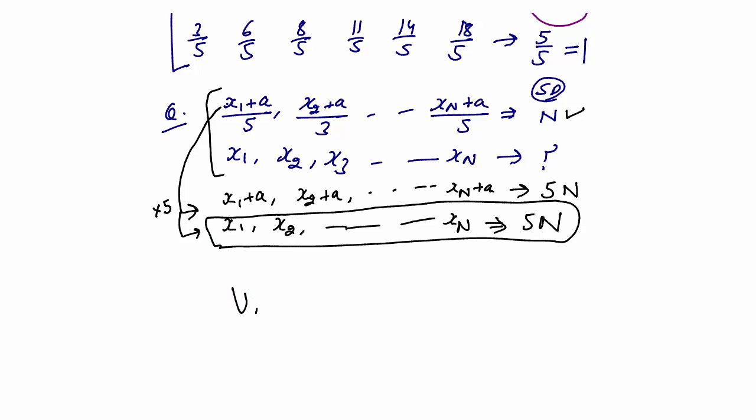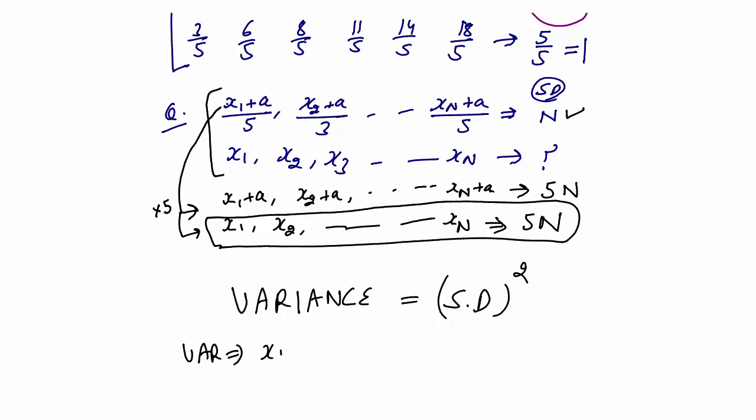Now what is variance? Whenever you need to calculate the variance, variance is always equal to standard deviation square. So if I need to calculate the variance of x1, x2 up to xn, in this case the variance would be simply 5n square. So variance is standard deviation square.